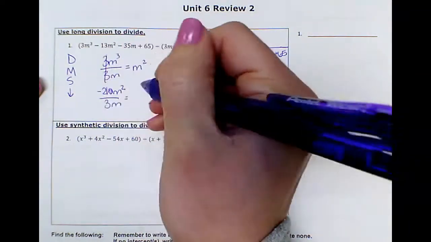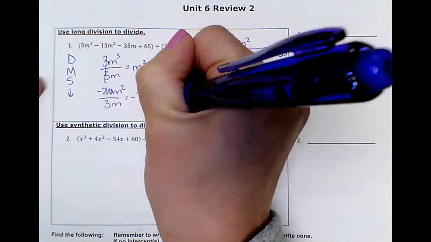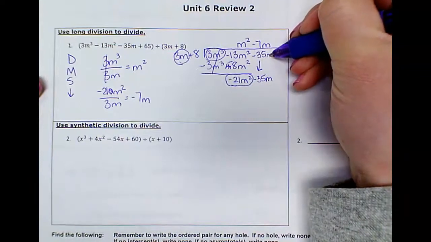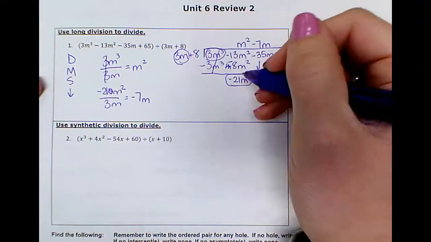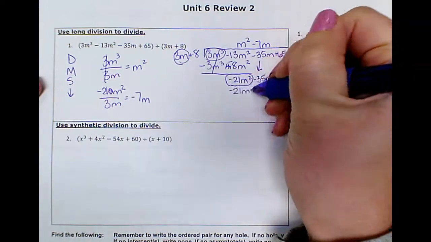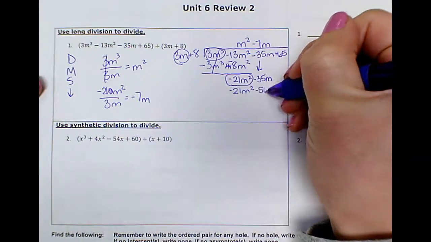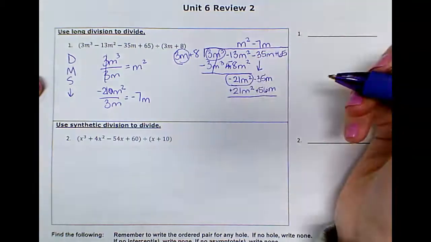Negative 21 over 3 simplifies to negative 7, and m squared over m is m. So minus 7m lines up with my other m term. I multiply with distribution. Negative 7m times 3m is negative 21m squared. Negative 7m times 8 is negative 56m. I draw the line, I change both signs.